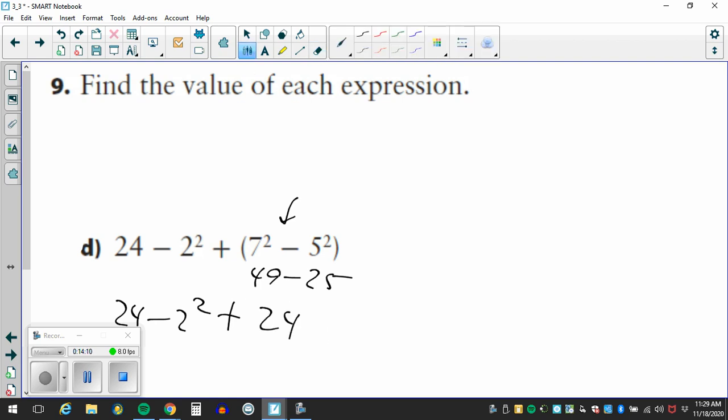So 24 take away 2 squared plus 24. That's interesting. 24 take away 4 plus 24 will be 20 plus 24, which will be 44.